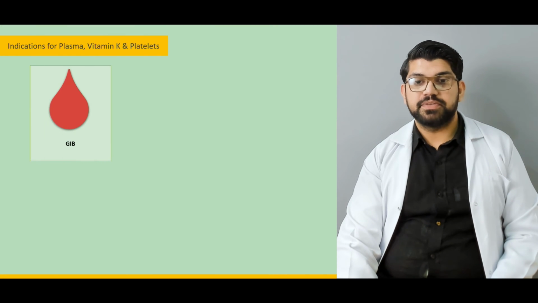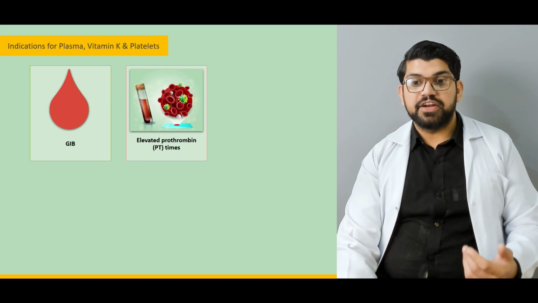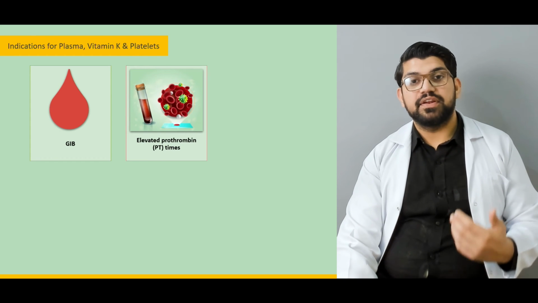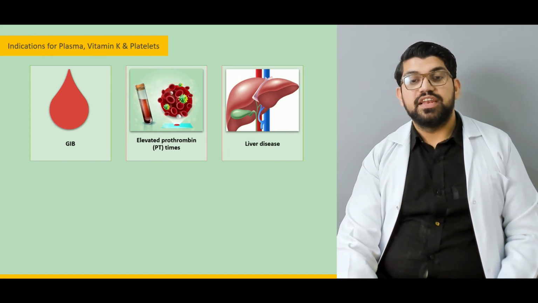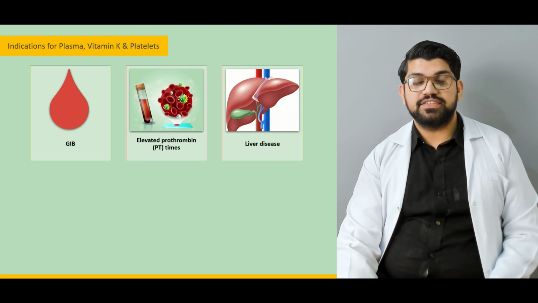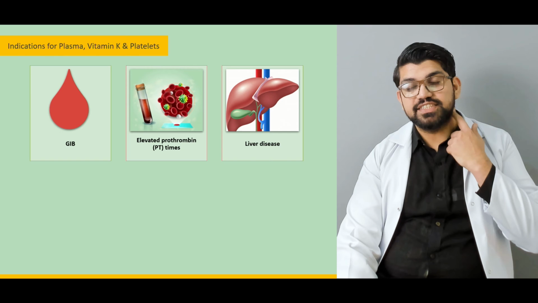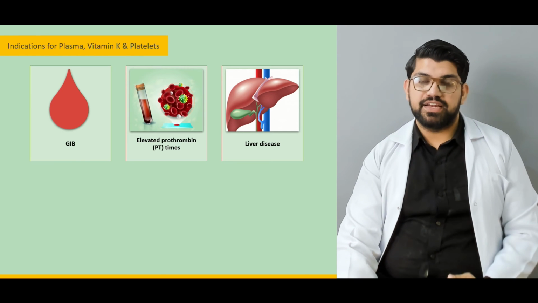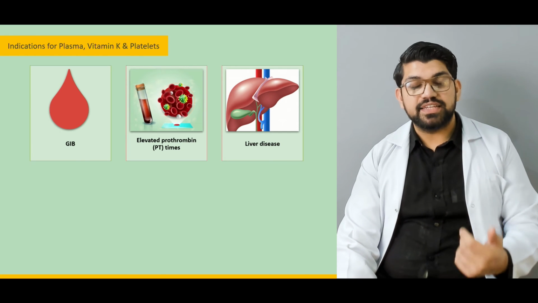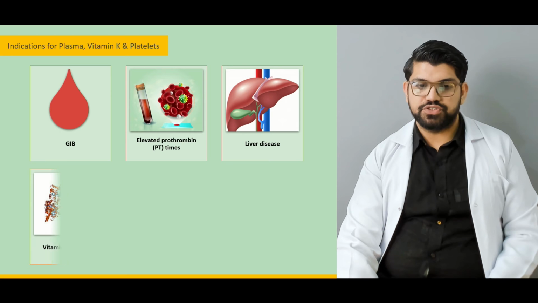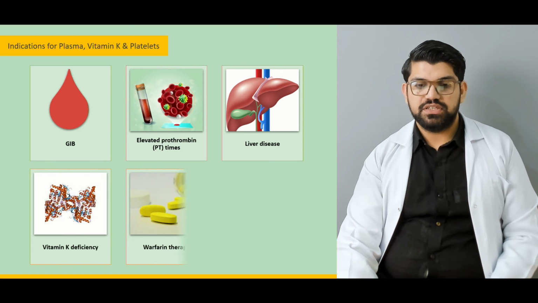Indications for plasma, vitamin K and platelets. Gastrointestinal bleed, elevated prothrombin time, PT indicates plasma. Liver diseases, vitamin K is useful in these patients. Patients with chronic liver disease tend to have decreased platelets or thrombocytopenia. They need platelet transfusion.